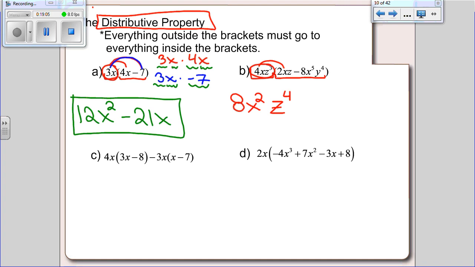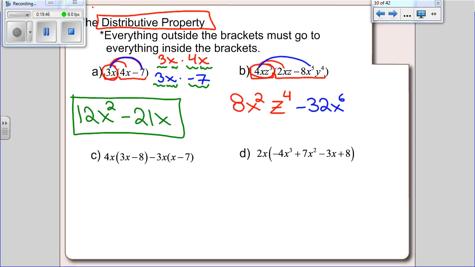Now you need to do a second distribution. And then you follow the same rules. Numbers with numbers, letters with letters. So 4 times negative 8 would give me negative 32. x times x to the power of 5 would give me x to the power of 6. You add the exponents. Z to the power of 3 times y to the power of 4.